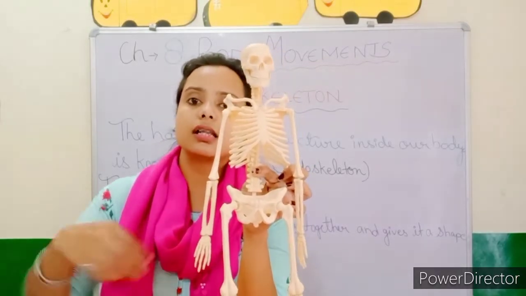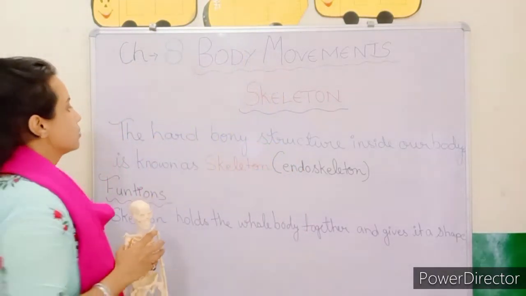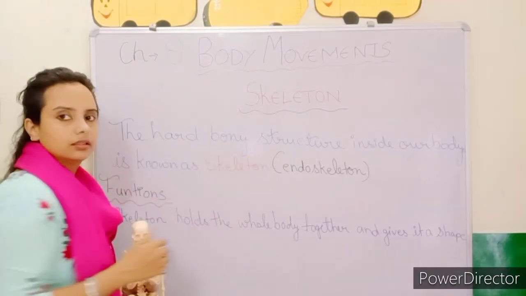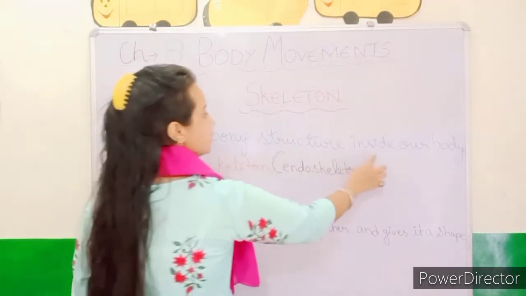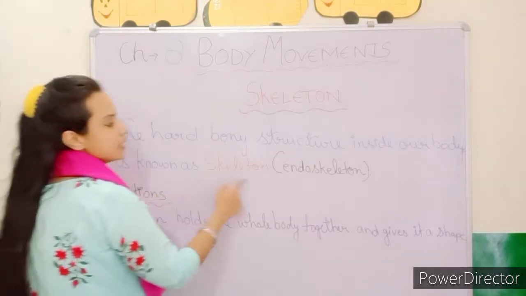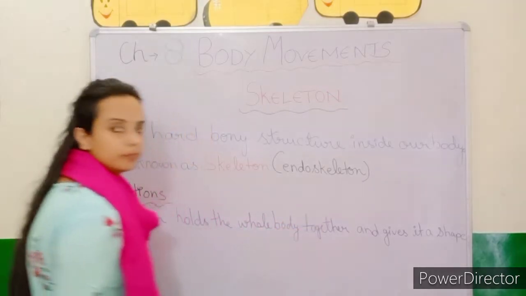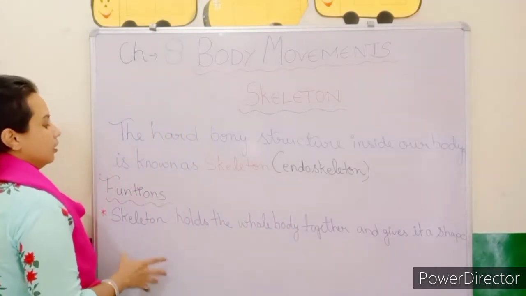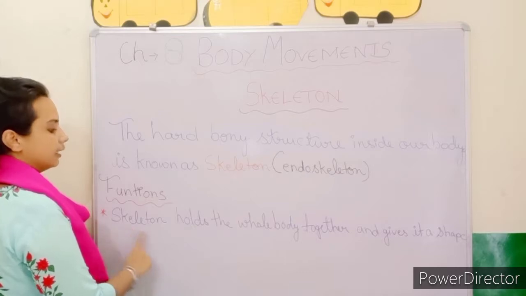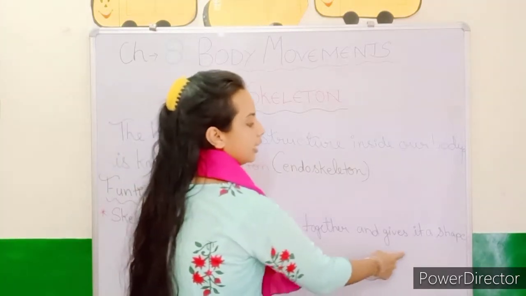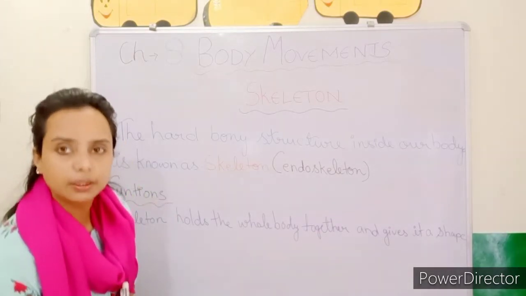Okay, and the different parts. Now let's discuss what is the skeleton. Okay, so the hard bony structure inside our body is known as skeleton. Okay, and it is also known as the endoskeleton. Why? Because it is present inside our body. Now what are the functions of the skeleton? Skeleton holds the whole body together and gives it a shape. ये हमारी पूरी बॉडी को होल्ड करता है और हमें एक शेप प्रोवाइड करता है.